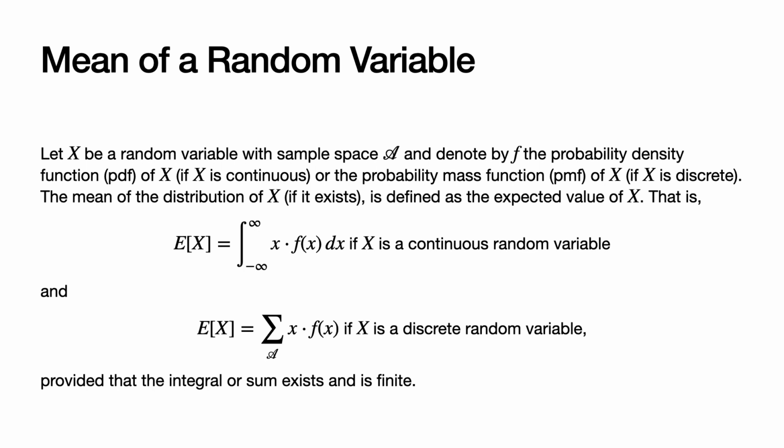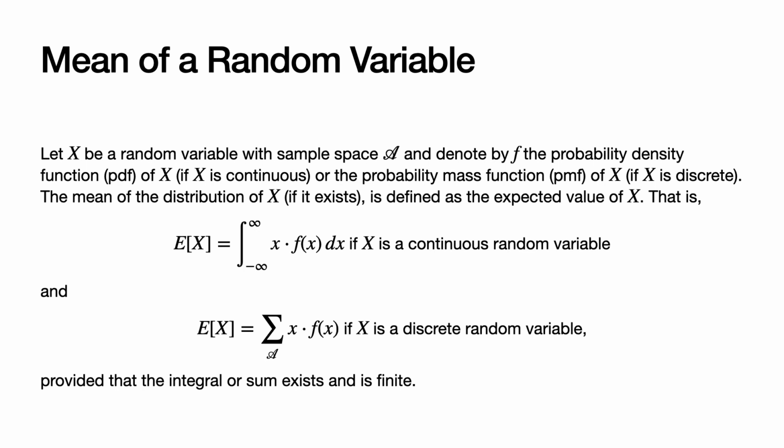In other words, if X is a continuous random variable, then the expected value of X, which is the mean of the distribution of X, is given by the integral over the real line of x times f of x. If X is a discrete random variable, then the mean of the distribution of X would be the sum over the sample space script A of x times f of x. Again, this is provided that the integral or the sum exists and is finite. If it exists and is finite, then that quantity is the mean of the distribution.